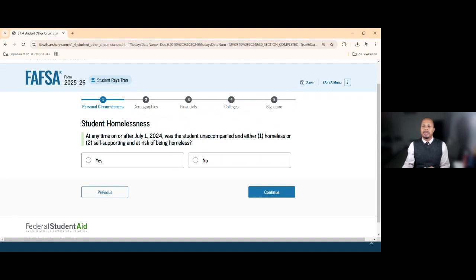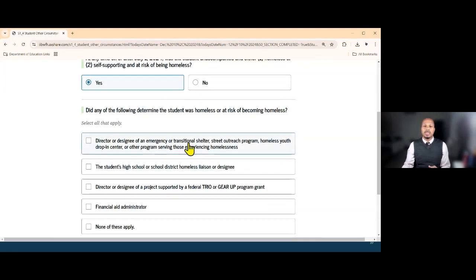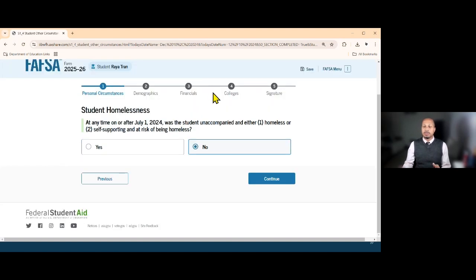Next, we're asking questions about homeless status. If a student answered none of these apply, but they're considered an unaccompanied homeless youth, or they're at risk of homelessness and self-supporting, then they want to go ahead and hit yes. Once they hit yes, they're asked additional questions about who can verify their circumstance. In any one of these cases, if they say these individuals can't, they still have time to get those documents from these individuals or contact the financial aid office to determine how best to get that information to them. That's the first step. In this case, we're going to say that the student is not experiencing homelessness.